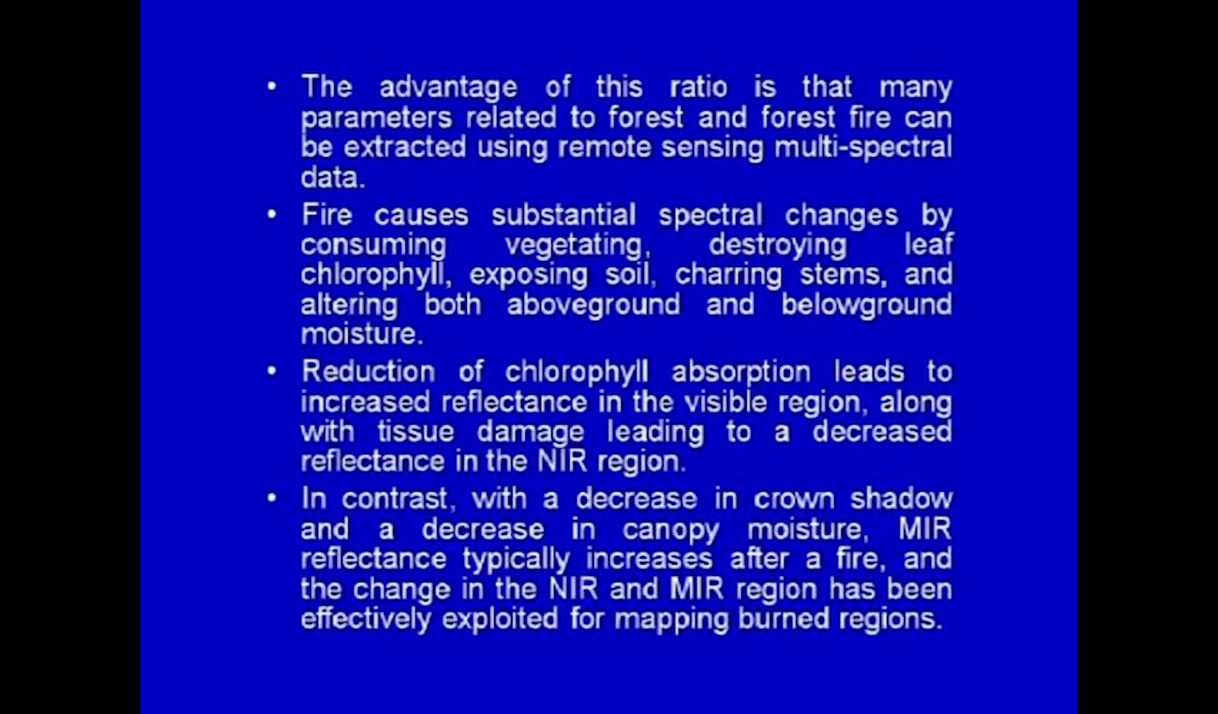Reduction of chlorophyll absorption bands leads to increased reflectance in the visible region, along with tissue damage leading to a decrease in reflectance in the near infrared region. In contrast, with a decrease in crown shadow and a decrease in canopy moisture, MIR reflectance typically increases after a fire, and the change in the NIR and MIR regions can be effectively exploited for mapping burnt regions.